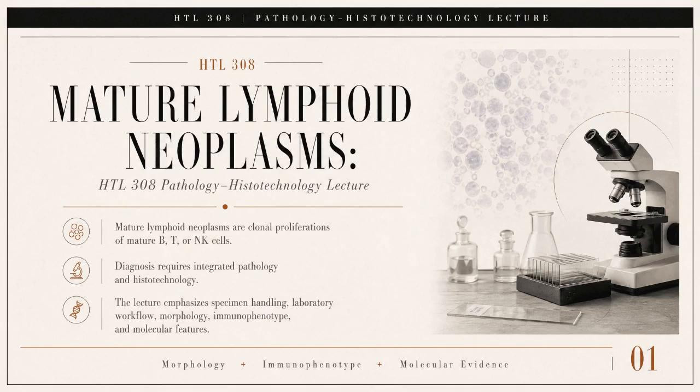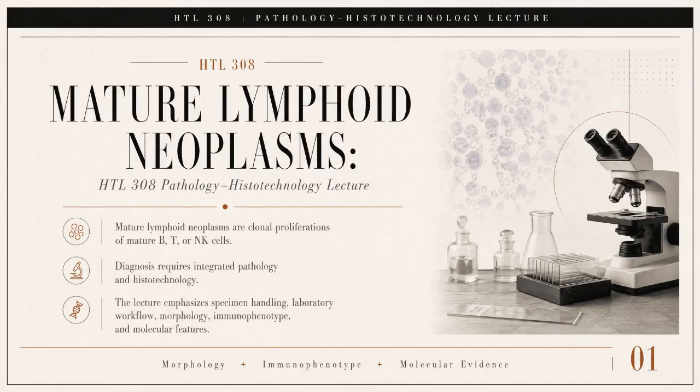Mature lymphoid neoplasms are clonal proliferations of differentiated lymphocytes, primarily B cells, T cells, or natural killer (NK) cells that have completed their development in lymphoid tissues. This category includes a broad spectrum of disorders such as chronic lymphocytic leukemia, follicular lymphoma, mantle cell lymphoma, Hodgkin lymphoma, and plasma cell neoplasms like multiple myeloma. Each entity exhibits distinct histological patterns, immunophenotypic profiles, and genetic abnormalities, which collectively guide diagnosis, prognosis, and treatment strategies.